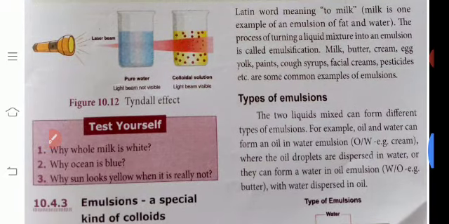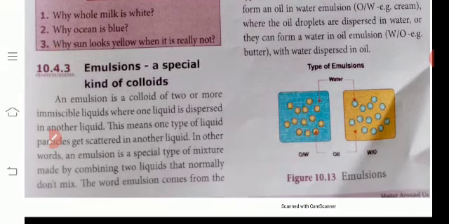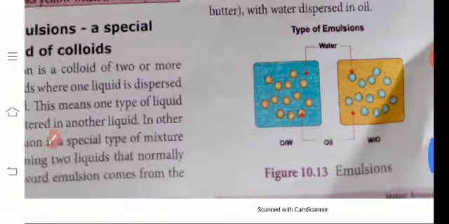Types of emulsions. The two liquids mixed can form different types of emulsion. For example, oil and water can form an oil-in-water emulsion, for example cream, when the oil droplets are dispersed in water. Or they can form a water-in-oil emulsion, for example butter, with water dispersed in oil. These are the types of emulsion.